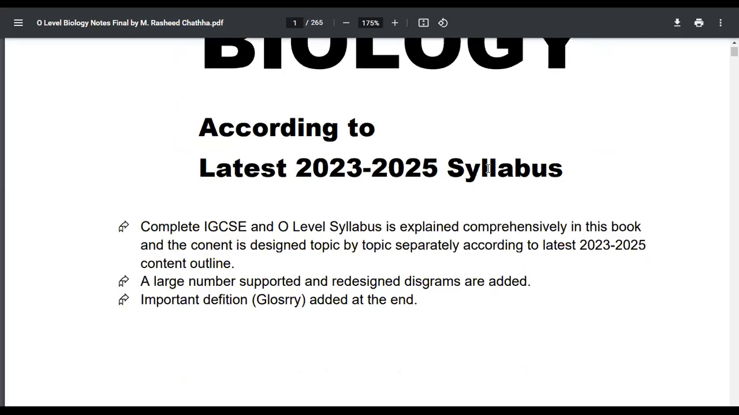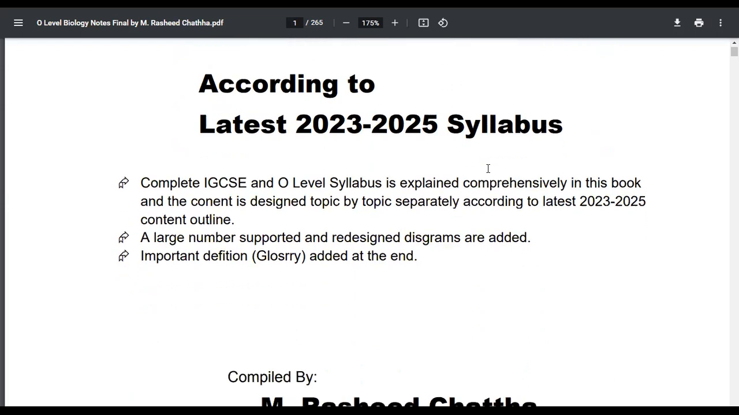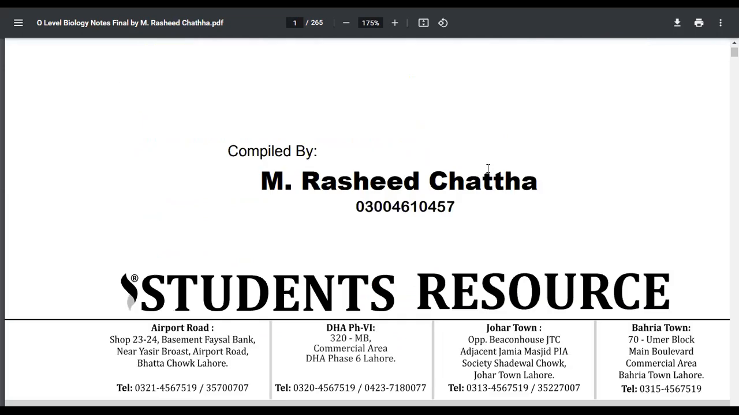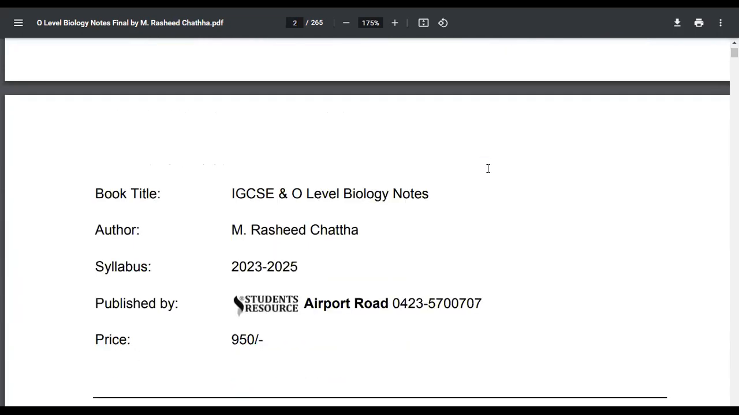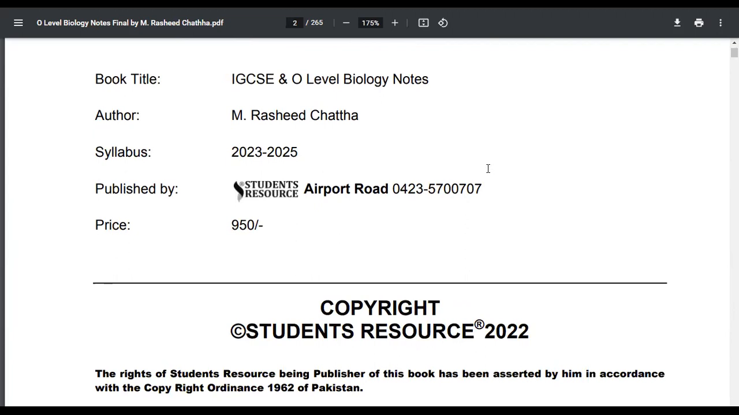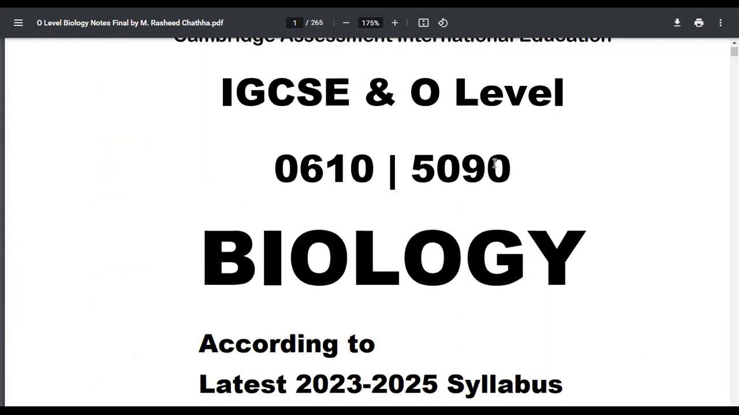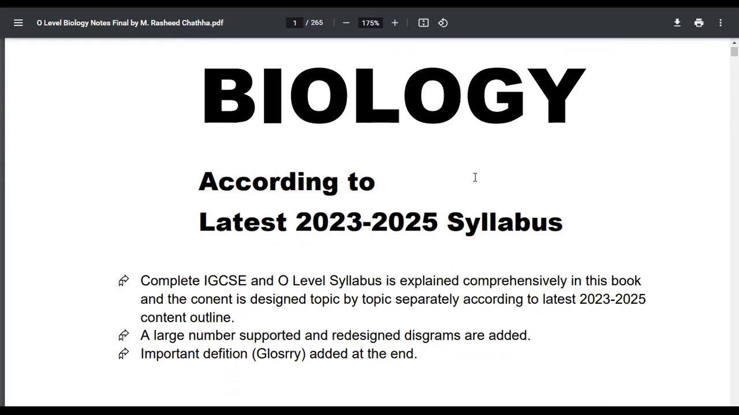These are the simplified notes for both levels, IGCSE and O-level, and their course codes are 0610 and 5090. So 0610 is the course code of IGCSE biology and 5090 is the course code of O-level biology. And this book is equally good for both levels, that is, for IGCSE and O-level.